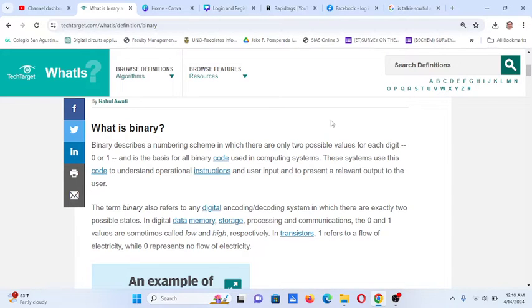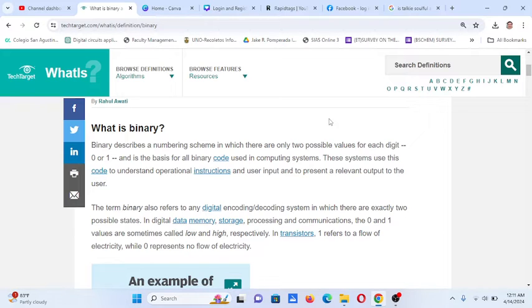So let's begin. Our content for today is provided to us by techtarget.com. So what is binary? Binary describes a numbering scheme in which there are only two possible values for each digit, 0 and 1. It is the basis for all binary code used in computing systems.